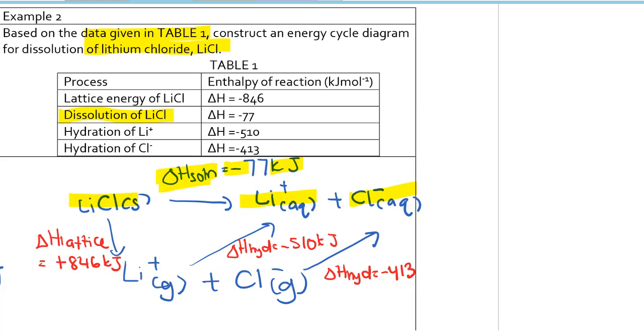Given the lattice energy of lithium chloride, this is a negative value, which is referring to formation, but in the dissolution process, we don't want to form, we want to dissociate the ionic compound. So the lattice energy should be positive in the dissolution process because you dissociate. If the question gives you negative, you just change the sign. And then the hydration for lithium, and the hydration for chloride.